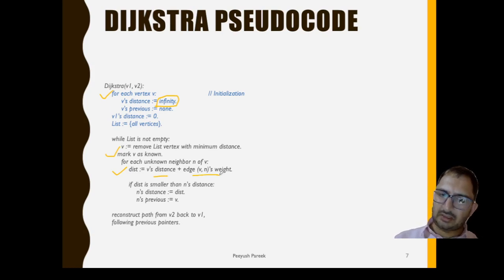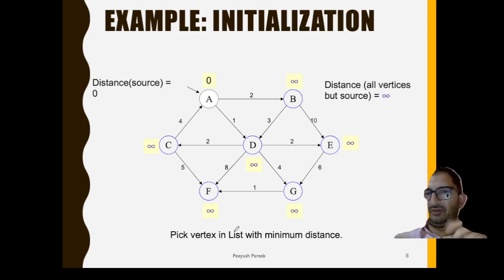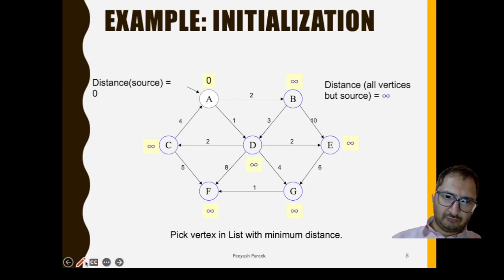There is this weight, and we will calculate. Then after that we will find the smallest path from the previous vertices, and then we will finalize and reconstruct the path from v2 back to the v1. Now we will take a small example. Suppose that we have this small graph, where A is the source.